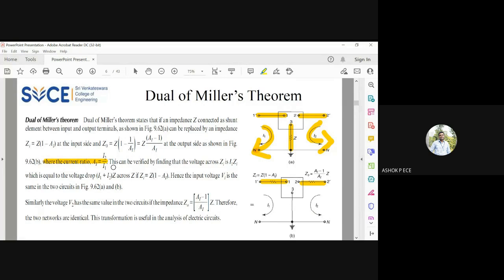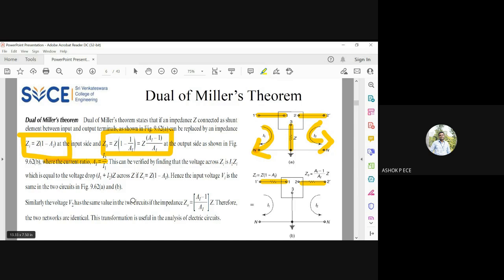See, in dual knowledge, everything will be completely opposite. For series, it was voltage gain; here, for shunt, it is current gain, so I will be using AI. In the previous case I used AV, here I am going to use AI. And the formulas are the same. Zi equal to Z into (1 minus AI) at the input side, Z naught equal to Z into (1 minus 1 by AI), or if you take the LCM, Z into (AI minus 1) by AI at the output side, where AI is I2 by I1. So I2 by I1 is the current gain of your amplifier.